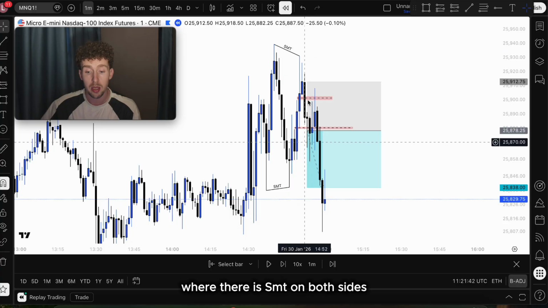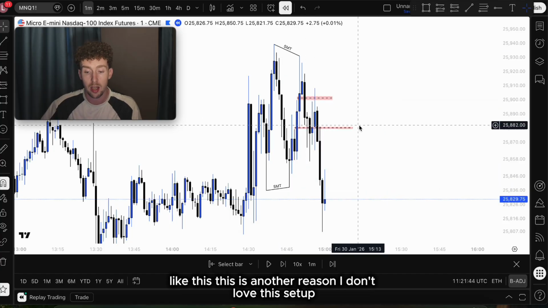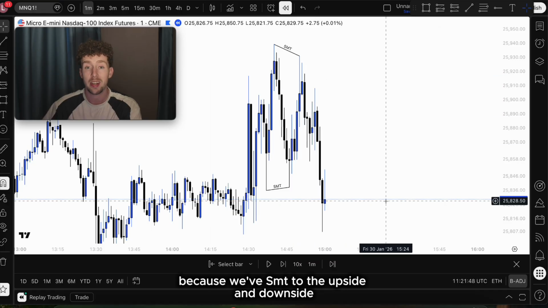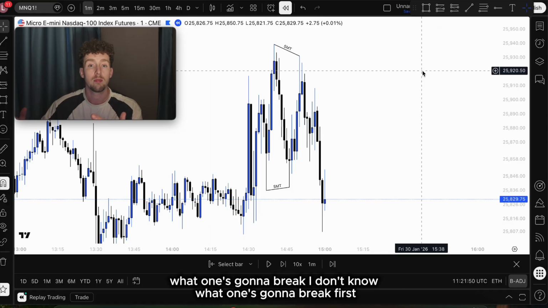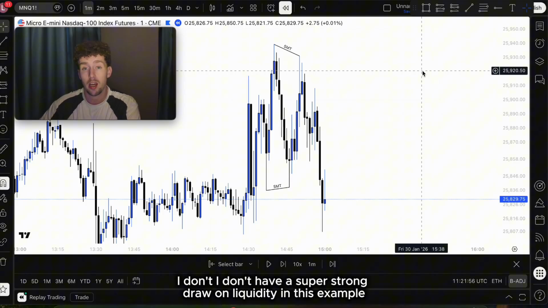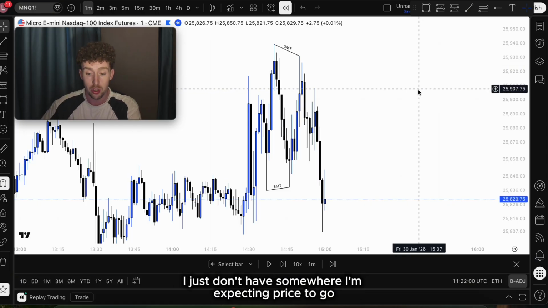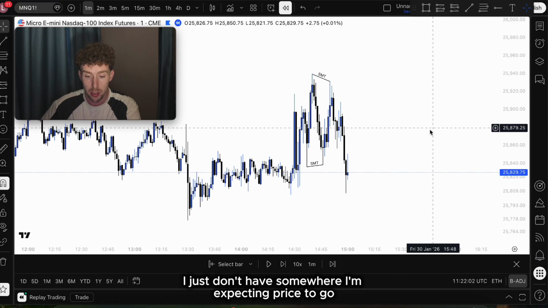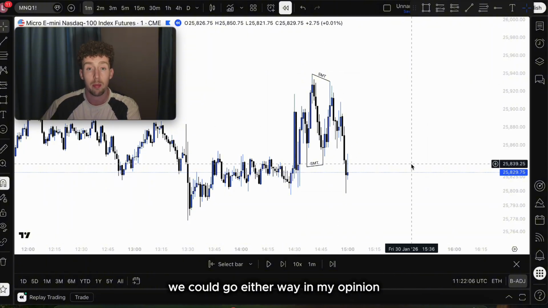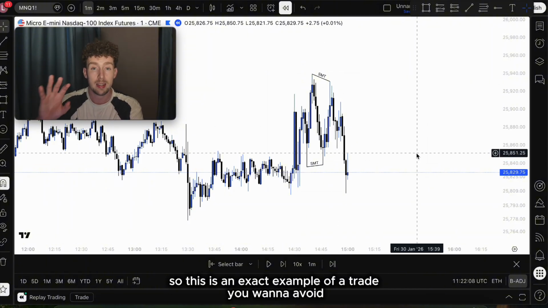Where there is SMT on both sides like this is another reason I don't love this setup, because we've got SMT to the upside and downside. Which one's going to break? I don't know which one's going to break first unless I have a super strong draw on liquidity. And because we're accumulating, I don't have a super strong draw on liquidity in this example. I just don't have somewhere I'm expecting price to go because of this consolidation we have. We could go either way in my opinion. So this is an exact example of a trade you want to avoid.